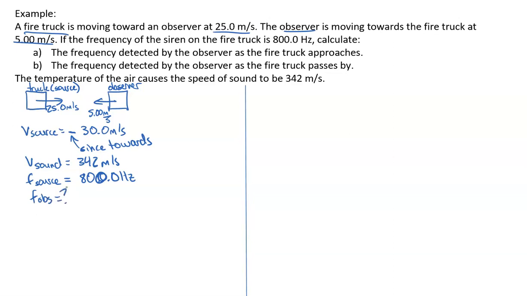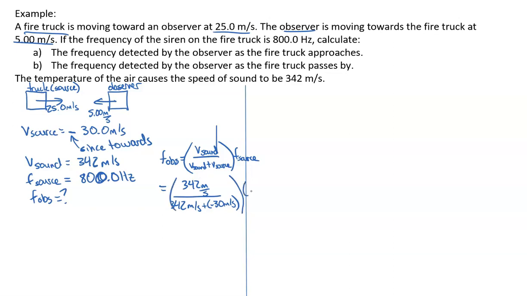I can now do my analysis by writing out the equation. We know that the observed frequency is equal to the speed of sound divided by the speed of sound plus the speed of the source. We multiply all that by the frequency of the source. And so we put those values in. We get the speed of sound to be 342 meters per second. We knew that. That was given. We're dividing that by the speed of sound plus the negative 30 meters per second. And then I'm going to multiply that by the 800 hertz.